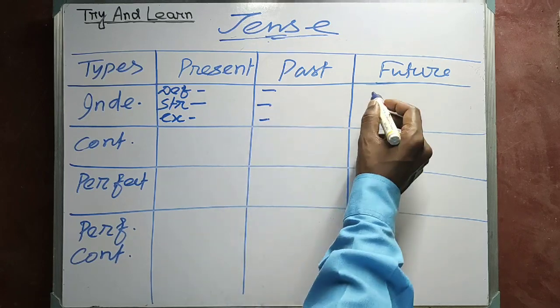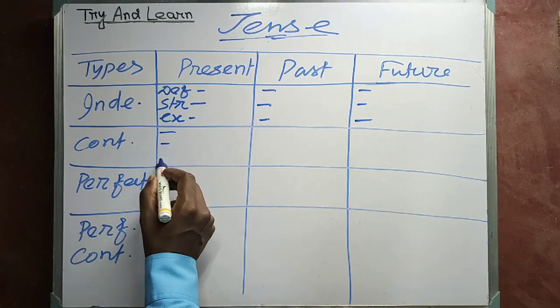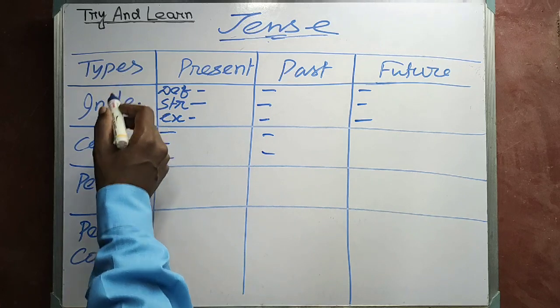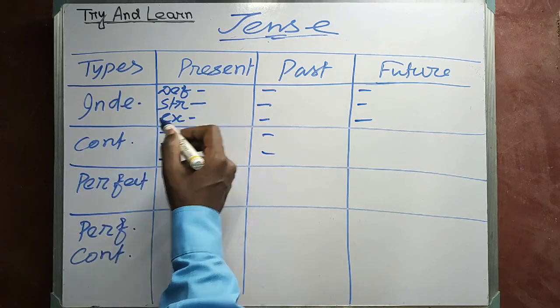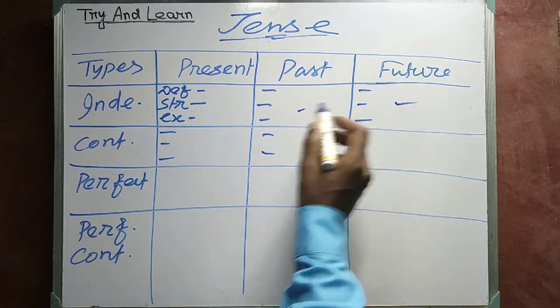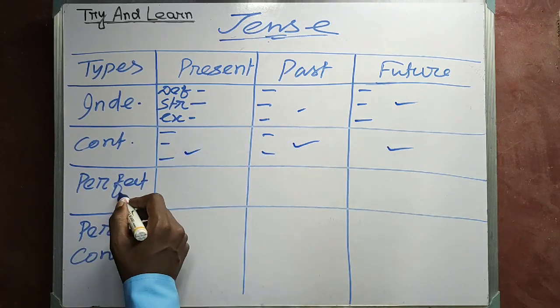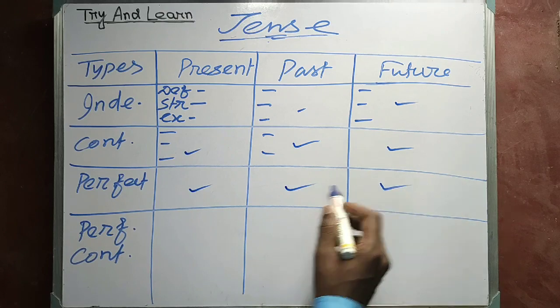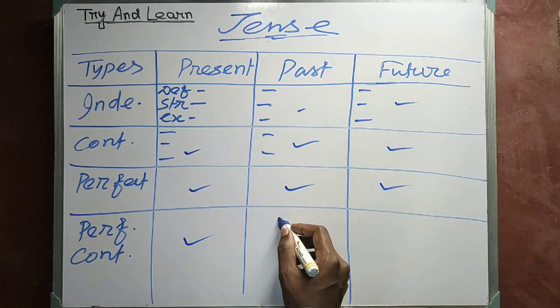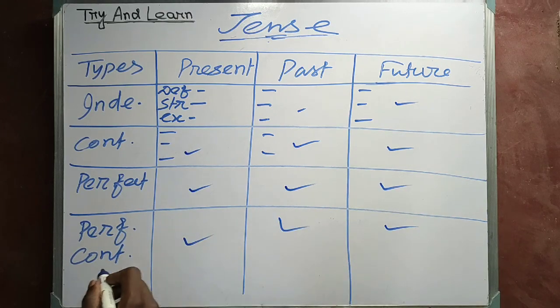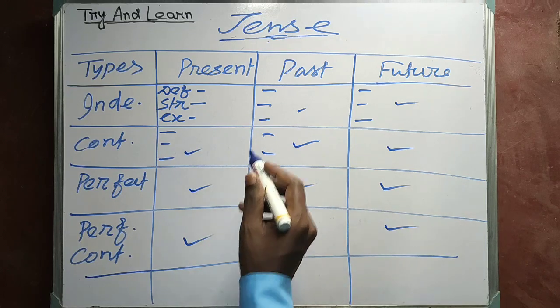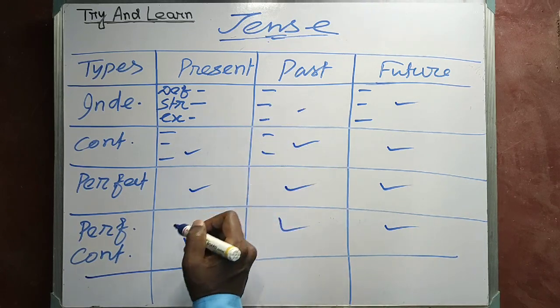Same way, everywhere. First present indefinite, past indefinite, future indefinite. Present continuous, past continuous, future continuous. Present perfect, past perfect, future perfect. Present perfect continuous, past perfect continuous, future perfect continuous. If you make this chart and hang it near your study table, it will help you to learn tense easily.